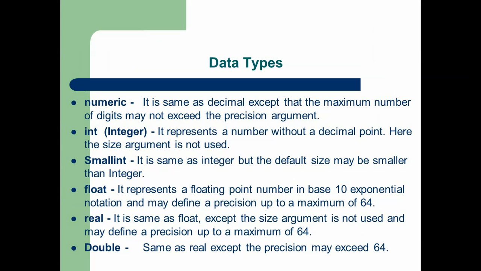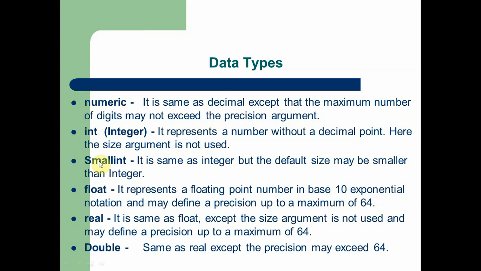Now we are going to discuss the next data type. Numeric data type is also like decimal, except that the maximum number of digits may not exceed the precision argument. So numeric and decimal are more or less the same, but the maximum number of digits should not exceed the precision argument. Next, integer is used to store numbers without a decimal point. In numeric and decimal data types we can store a fraction point, but in integer we cannot store a fraction or decimal point.